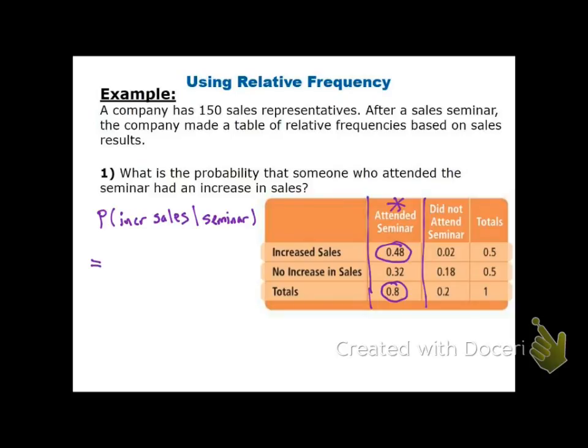So that means we're looking for attended an increase over total attended. So that means right now we're looking at 0.48 over 0.8. And that reduces down to 0.6. So there's a 0.6 probability that someone who attended the seminar saw an increase in sales.